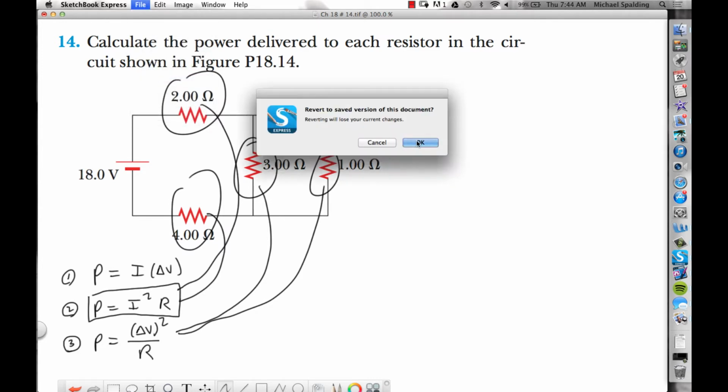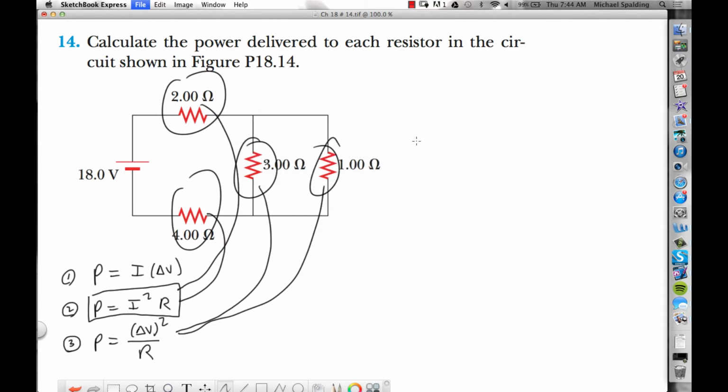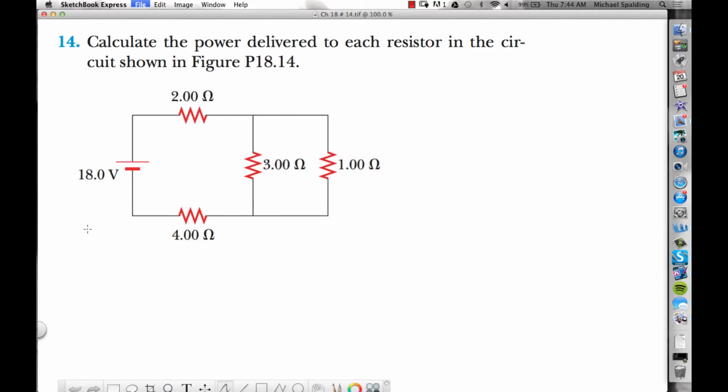Now, let's label our currents. So we have 3 different currents in this circuit, and when you're labeling currents, you want to start at the battery. Current comes out of the battery. It's positive charge motion. So let's call this current I. And then right here, it splits into I1. We'll call this current I1.